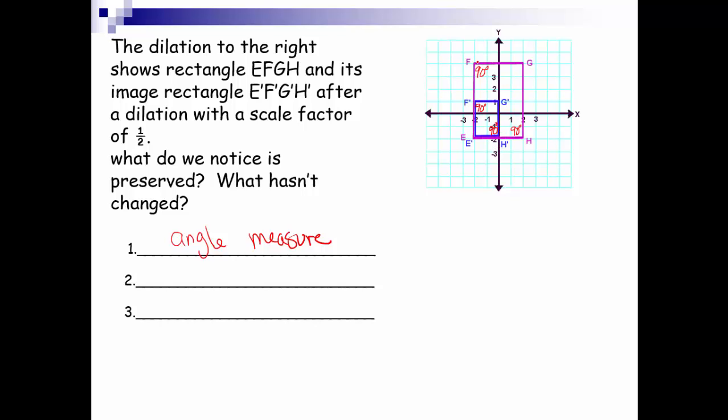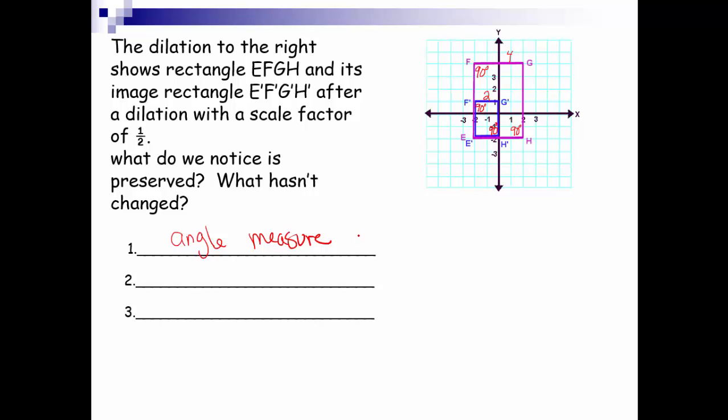Well, let's see. It used to be that side length was preserved. Let's see if side length is preserved. F to G is 1, 2, 3, 4 units. So let's hope F prime to G prime is also 4 units. Oh no, F prime to G prime is 1, 2 units. All right, side length is not preserved, which means perimeter won't be preserved. If we look at area, area is not preserved.